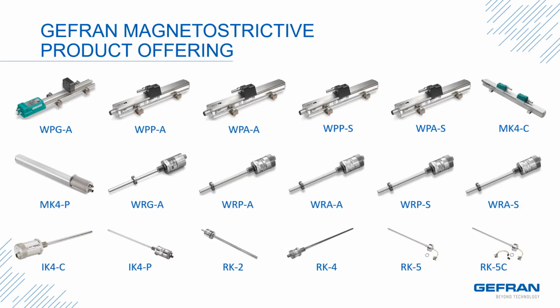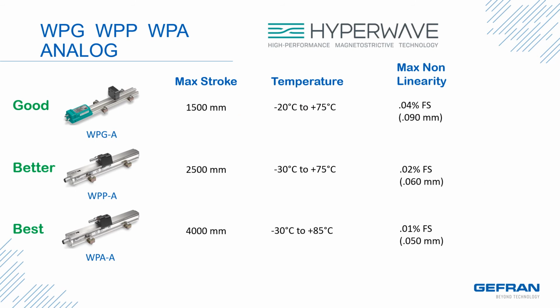Now we will take a look at Gefran's full line of magnetostrictive products. The WPG, WPP, and WPA series are profile-shaped analog linear transducers that utilize Gefran Hyperwave. The WPG series is good. It has a max stroke length of 1,500 millimeters, a temperature range of -20 degrees C to +75 degrees C, and a max nonlinearity of 0.04% of full scale.